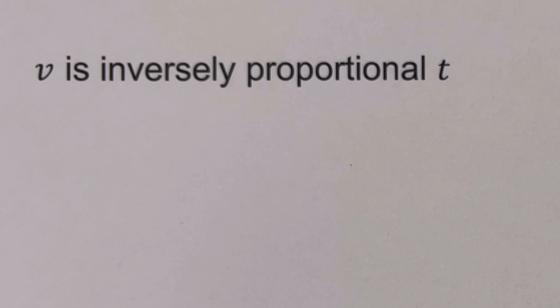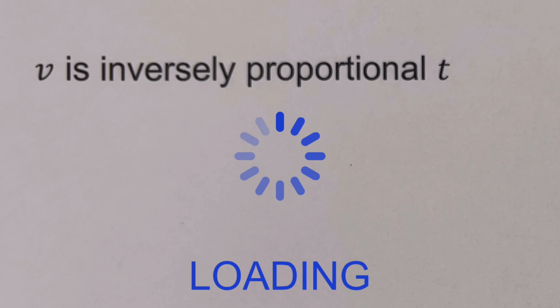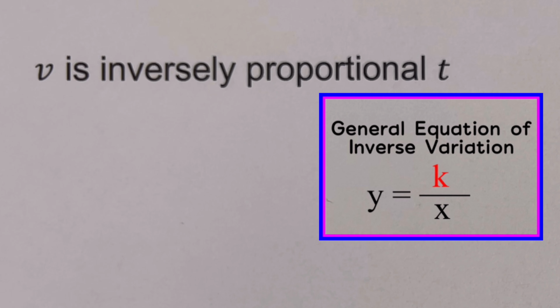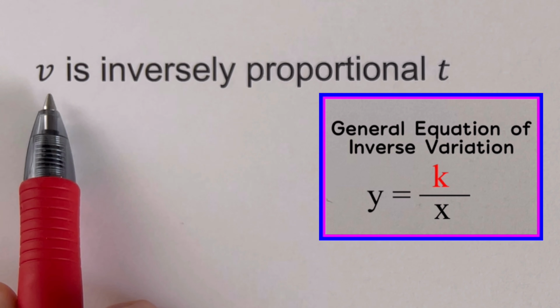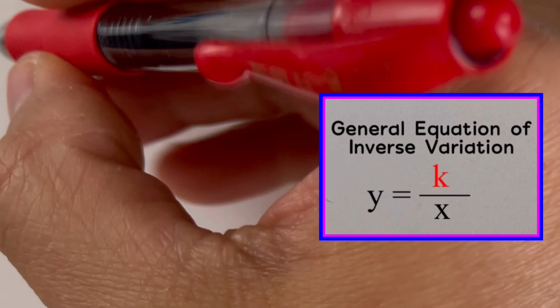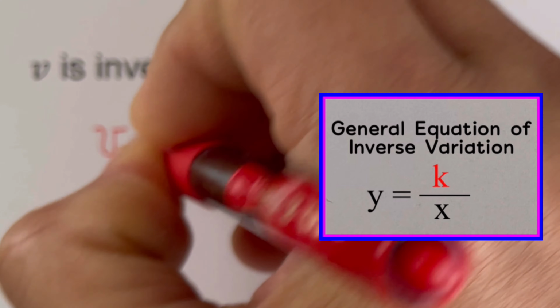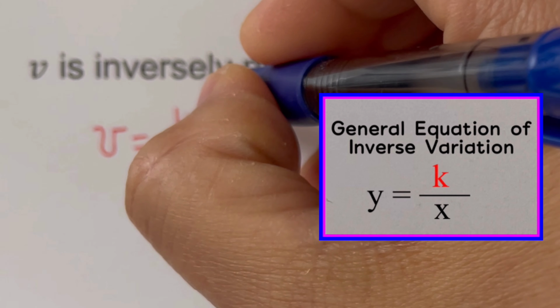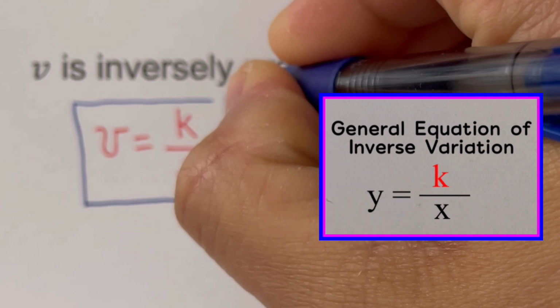At this time, I would encourage you to pause this video and try this problem out on your own. And when you're done, unpause it and check your answer. Okay, so let's go over the problem. Again, the general equation for an inverse variation is y equals k over x. The statement here is V is inversely proportional to T. So I can write V equals k over T. So this is the equation for this statement.